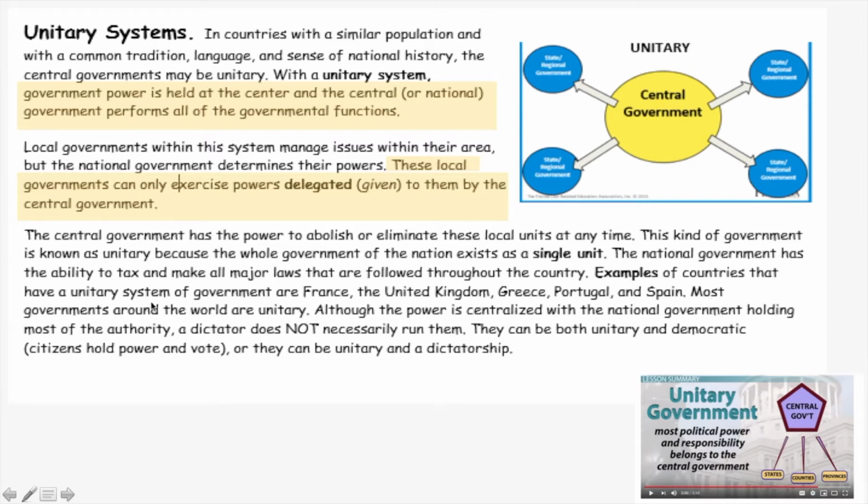So most governments around the world are unitary. Although power is centralized with the national government holding most of the authority, a dictator doesn't necessarily run them. They can be both unitary and democratic, meaning the citizens can hold the power and they can vote, or they could be unitary and be run by a dictator. So let's see if there's some more things I need to highlight, right? Examples of countries. We got France, United Kingdom, Greece, Portugal, and Spain, unitary types of governments. And that key point that I said was different about this compared to federal system, about how they can indeed delete little local units of government.